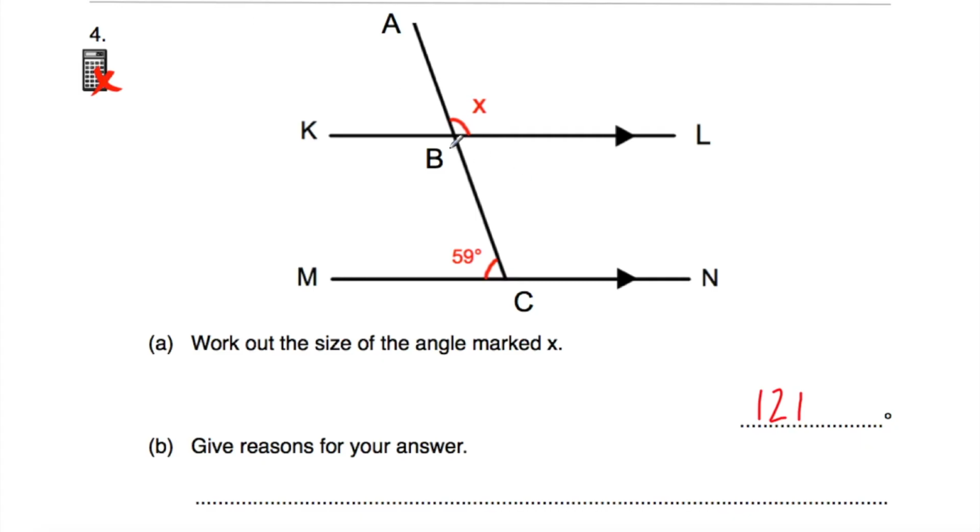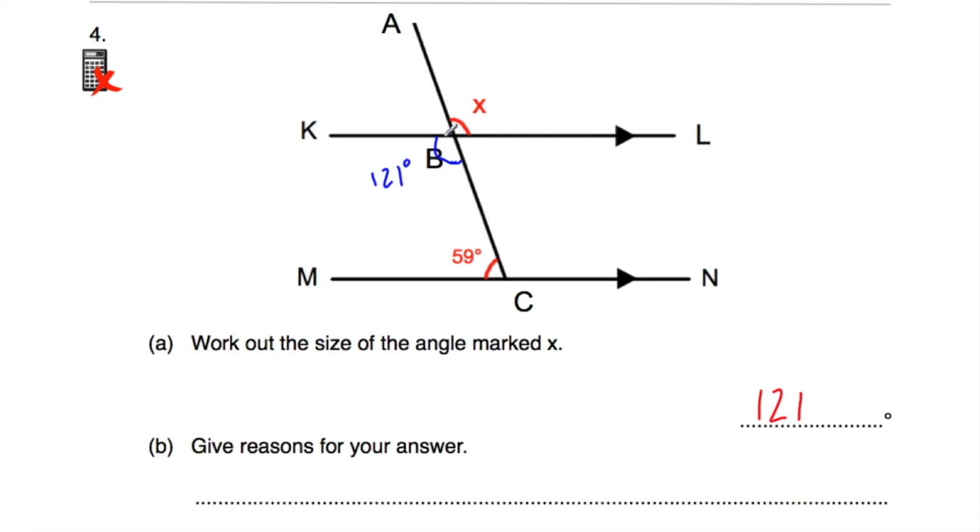Another approach you could use is to consider those co-interior angles like we did in question 3, so that this angle and this angle add together to be 180 degrees because they're co-interior. So if this is 59, if you take that away from 180, that's equal to 121 degrees. So you can say that angle MCB and angle KBC add together to be 180 degrees as they're co-interior angles.